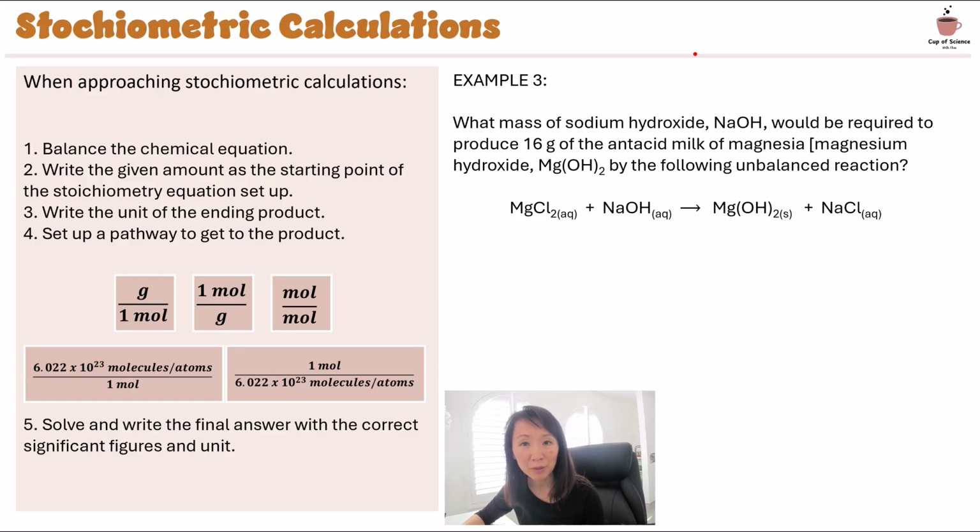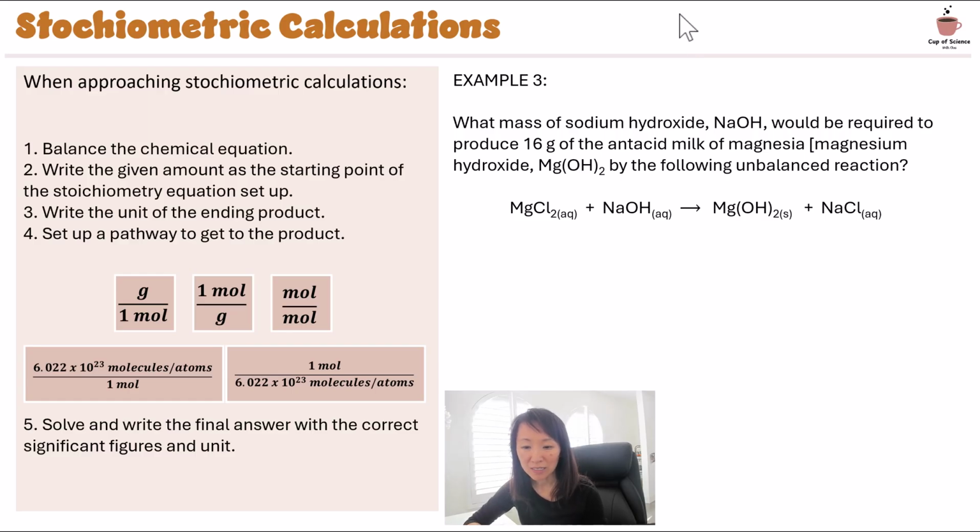What mass of sodium hydroxide, NaOH, would be required to produce 16 grams of antacid milk of magnesia, magnesium hydroxide, Mg(OH)2, by the following unbalanced equation? So the following is an unbalanced equation, and the very first thing we need to do when approaching a stoichiometric calculation is to balance the chemical equation.